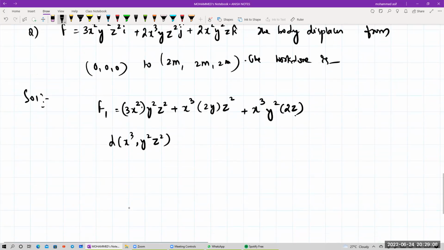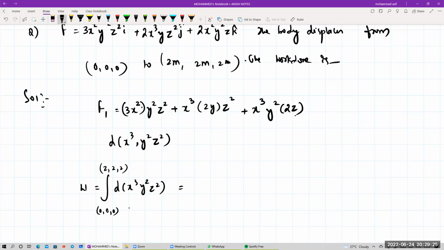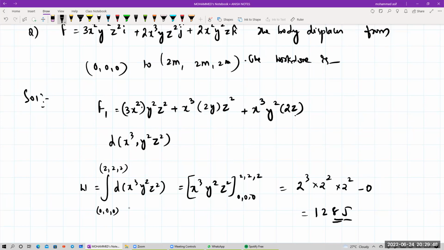Clear? Yes, sir. Now calculate the work done. So work done is equal to the integral of the differentiation of x cube y square z square, with limits 0, 0, 0 to 2, 2, 2. So how much will that come out to? First keep this one constant. So it will be equal to x cube y square z square, and the limits are 0, 0, 0 and 2, 2, 2. That means it will become 2 cube into 2 square into 2 square, minus completely 0. So that will be equal to how much? 128. That's it.